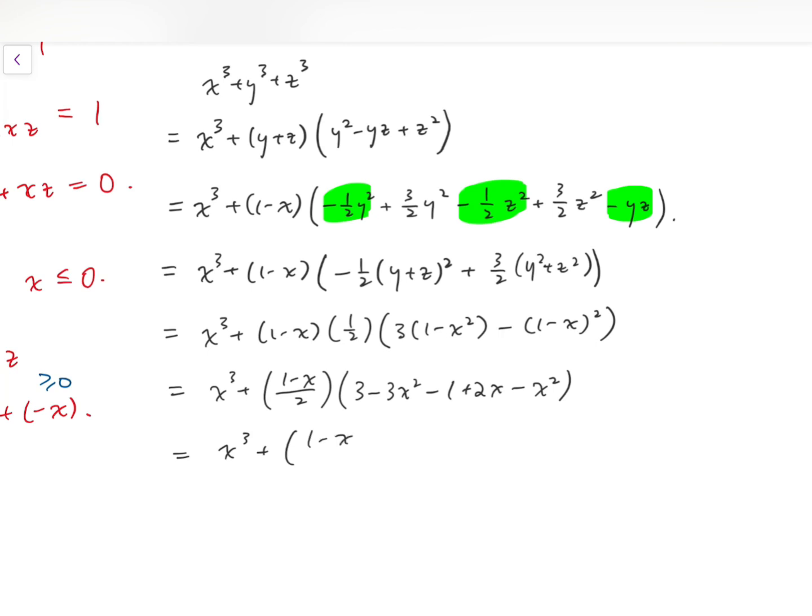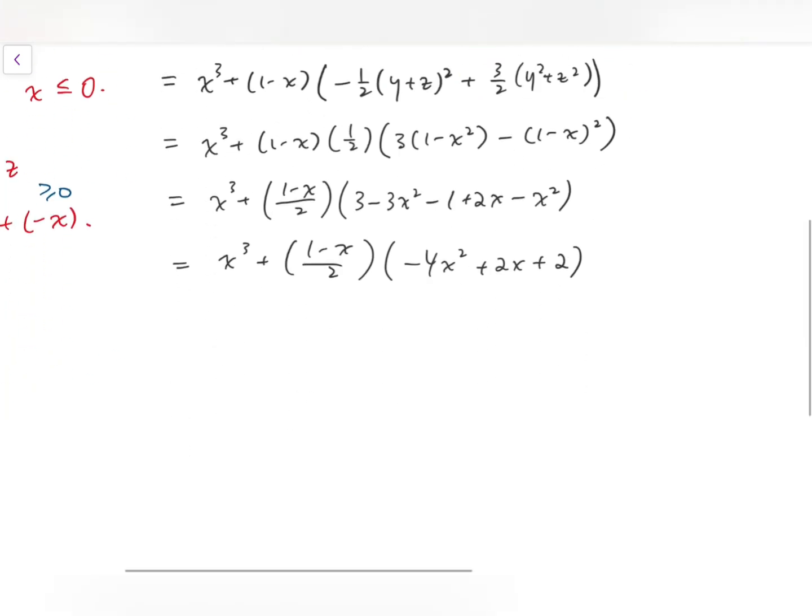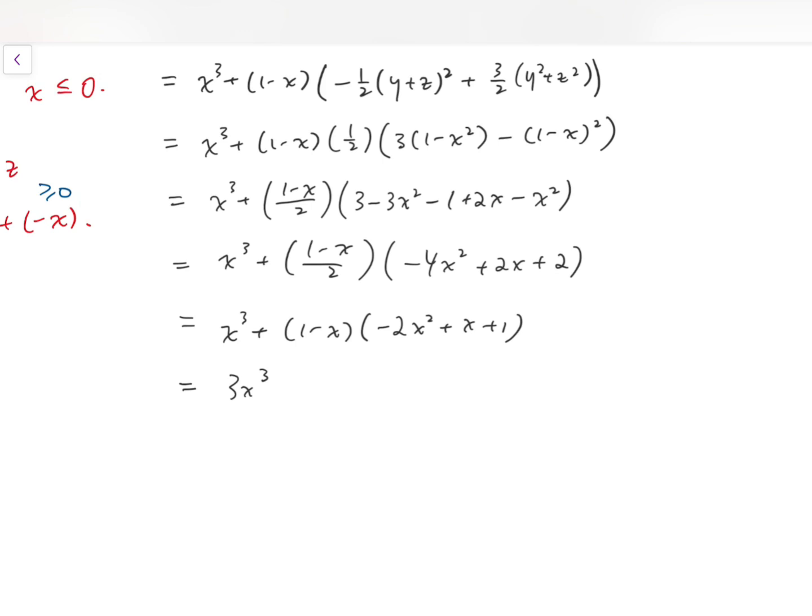So, more algebra. And simplifying, I'm going to get 3x cubed minus 3x squared, and then plus 1. So that is what x cubed plus y cubed plus z cubed can become when I write in terms of one single variable.